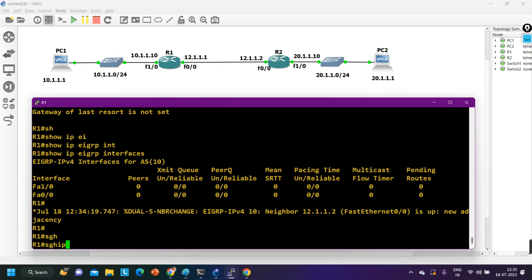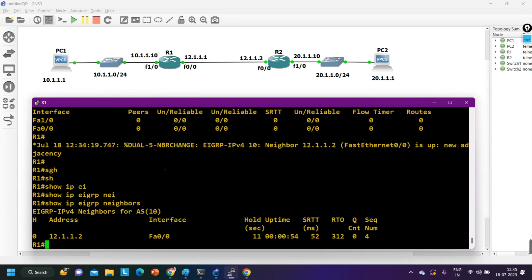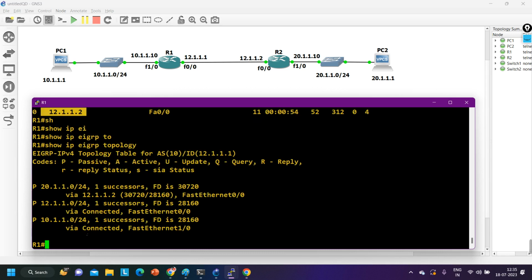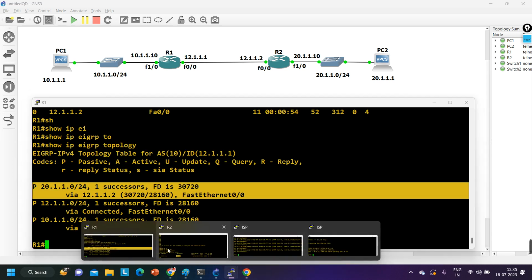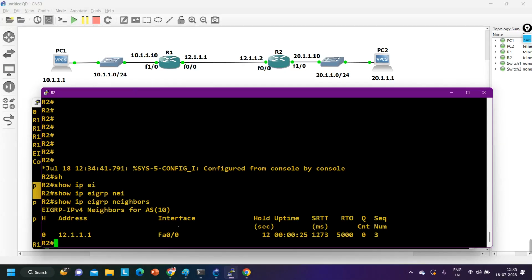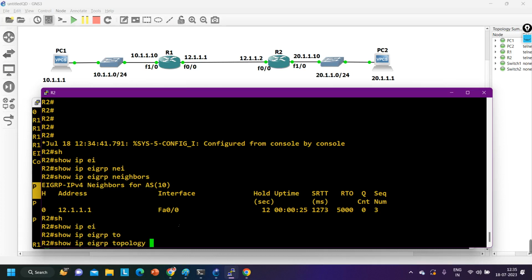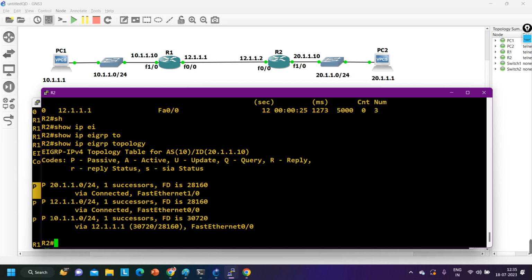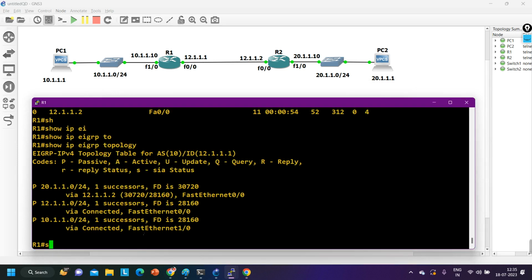And now I am going to check the show ip eigrp neighbor table on router 1. 12.1.1.2 is the neighbor. And show ip eigrp topology. In the topology table now we have the 20.1.1.0/24 network. Yes or no? Yes. And in the same way, which network will router 2 have? The 10.1.1.0 network in the topology table. I'm running this command on router 2, and here you can see the 10 network is in the topology table. Done.